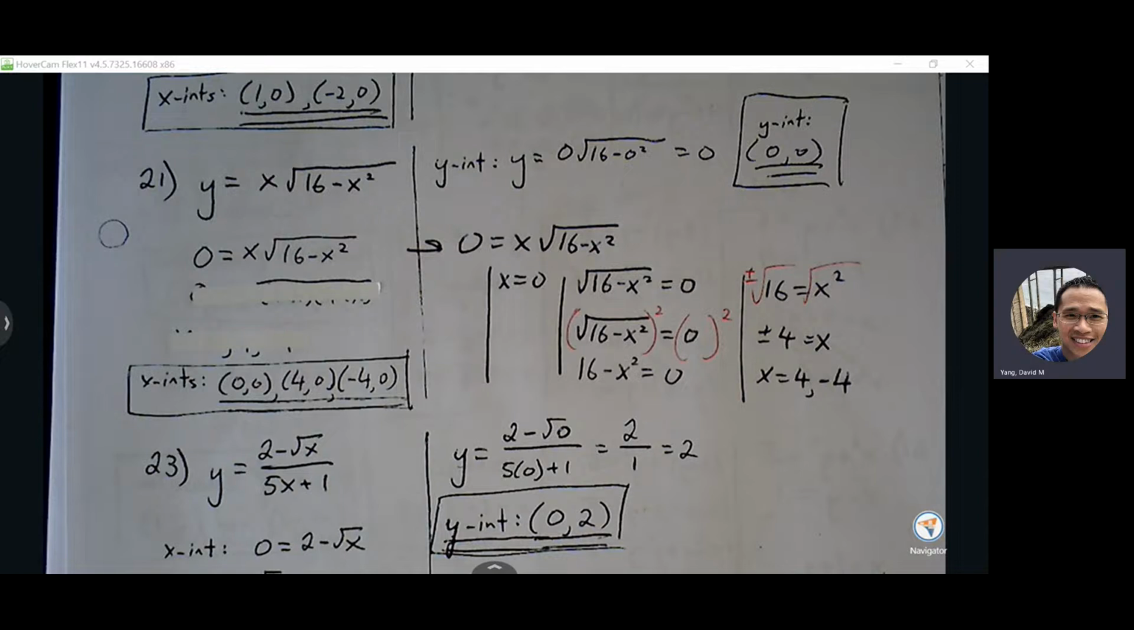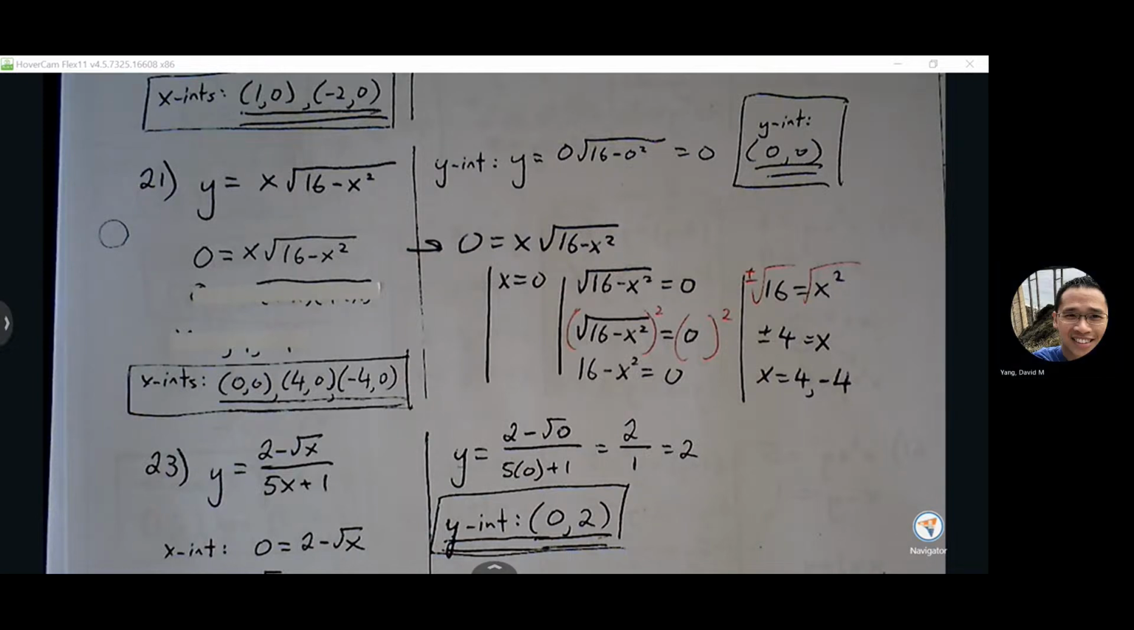Okay, 21, y-intercept is manageable. X-intercept seems a little bit strange here because you got to go with the square root. But just think of the square root as completely separate from the x. So really, we're ready to set each equal to 0 separately. Because these are being multiplied and you got that 0 showing up, I can set x equal to 0. That's one intersection. And I can also set the square root of 16 minus x squared equal to 0 and deal with that separately.